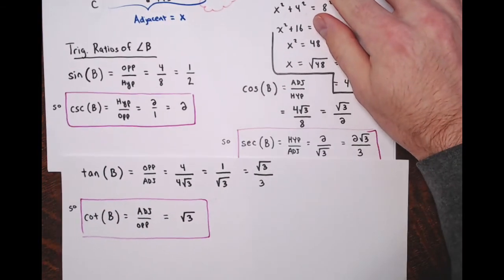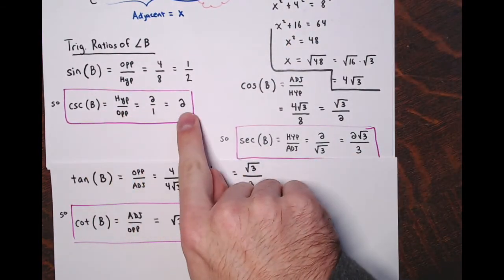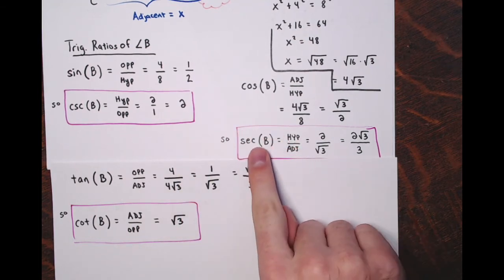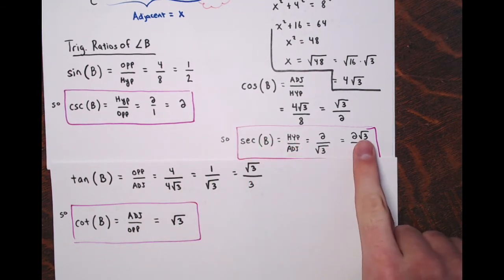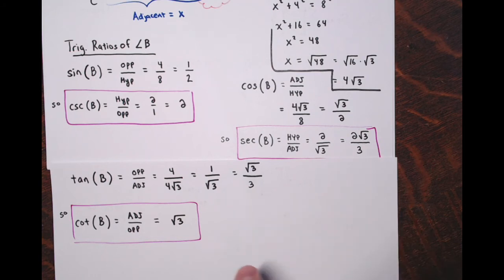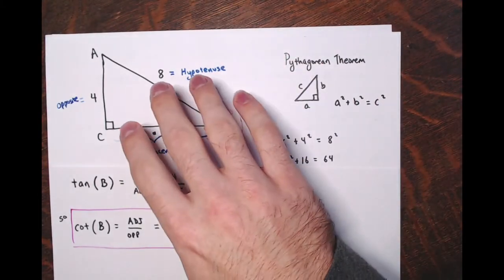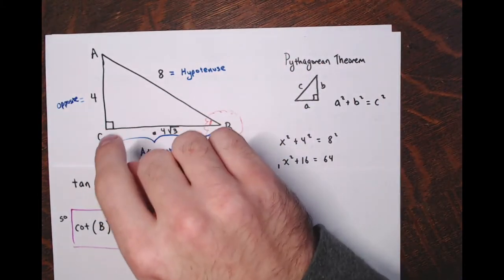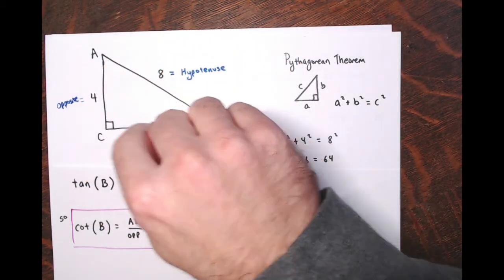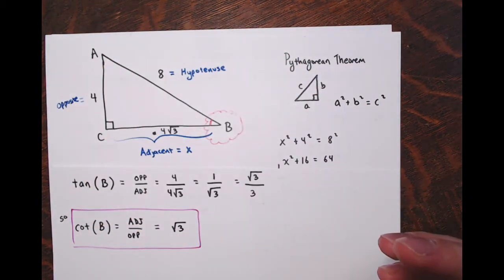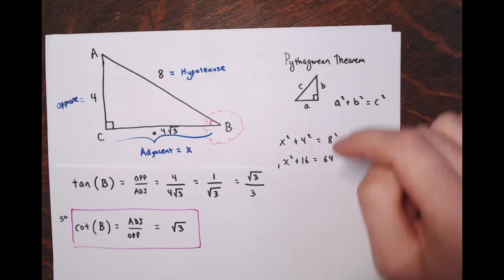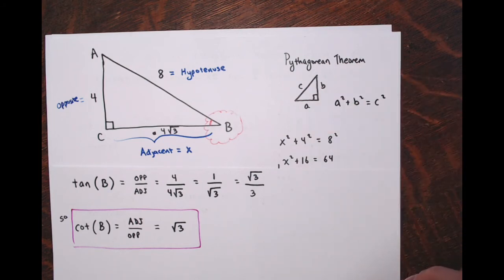So I have my values. The cosecant of angle B would have been 2. The secant of angle B is 2 times the square root of 3 divided by 3. The cotangent of angle B is just the square root of 3. And it all started, you know, in order to do this in a right triangle, this is only for right triangles, you need to know all 3 sides. So if they only give you 2 of them in a right triangle, you're going to have to use the Pythagorean theorem to find the 3rd side.